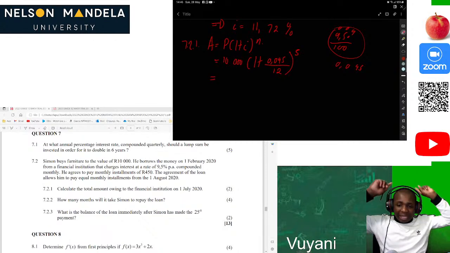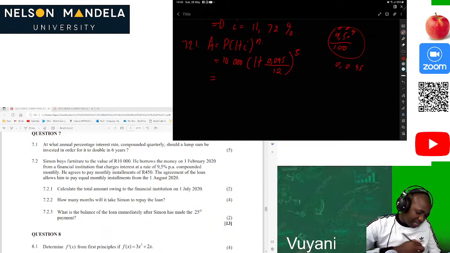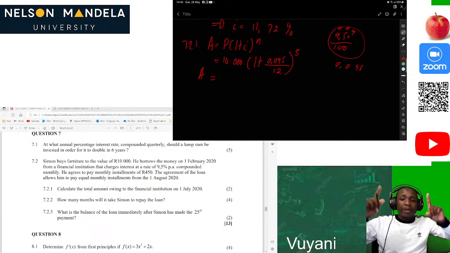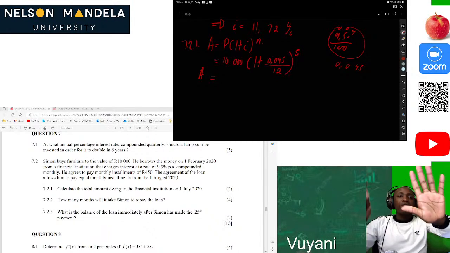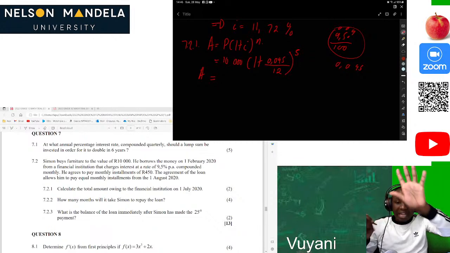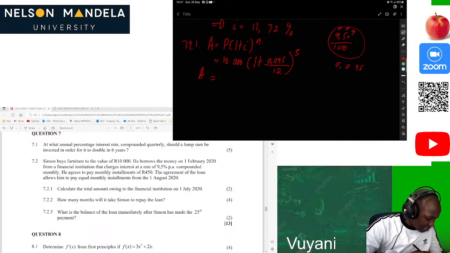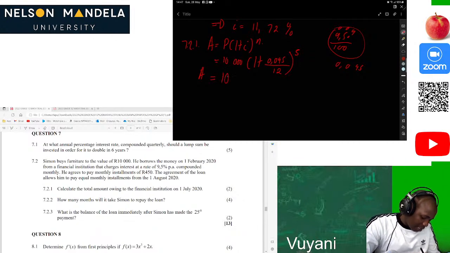Then we use our Casio calculator to calculate the amount which this guy is owing after 5 months, from the 1st of Feb when he got the money, which means March, April, May, June, and July. So this is what we are calculating here. With your calculator, I'm also getting 10,402.15 rands.